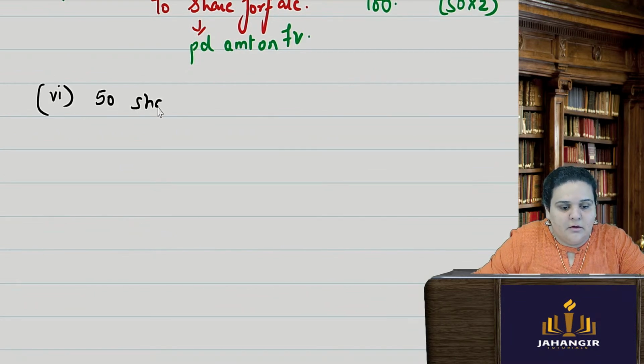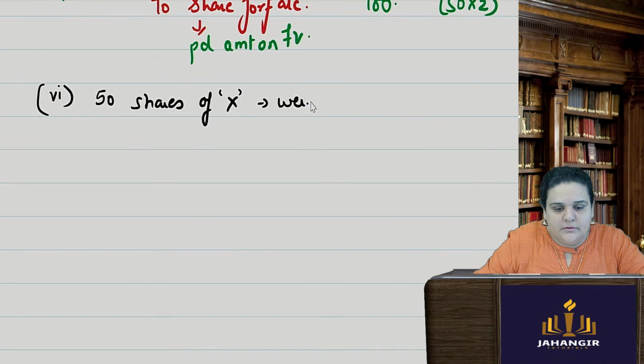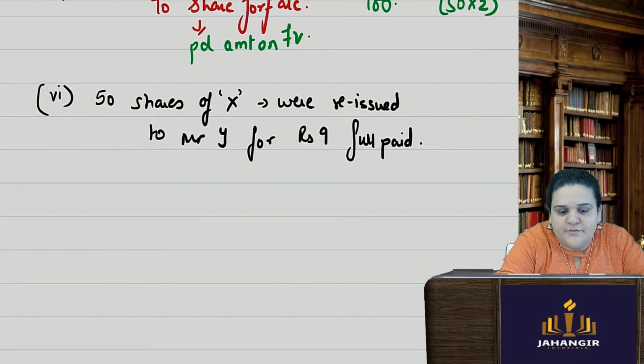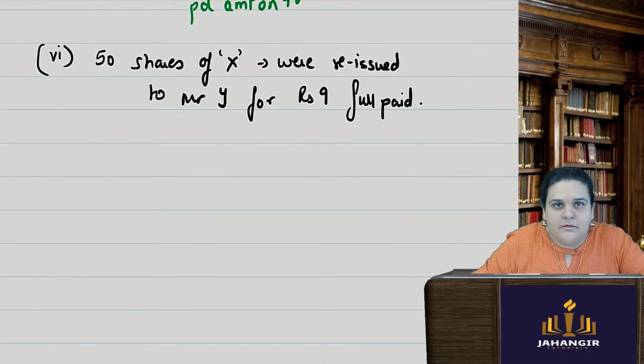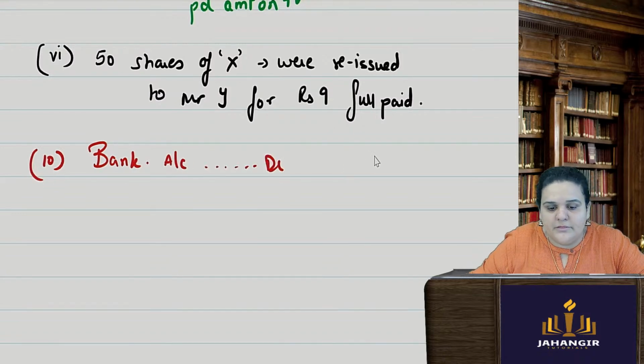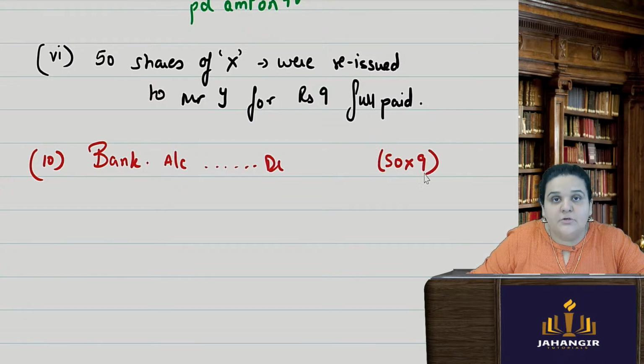The 50 shares of Mr. X, which were forfeited, were reissued to Mr. Y for rupees 9, fully paid. So now these 50 shares I have given to Mr. Y, directly as fully paid up shares. So I am going to receive money in the bank account. So the 10th journal entry, bank account debit. I am going to receive 50 shares into 9 rupees on one share. So 50 into 9, 450.